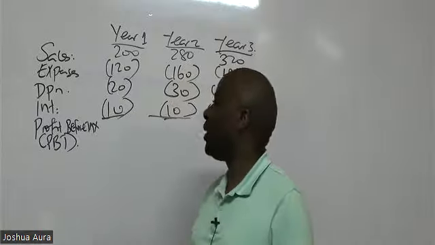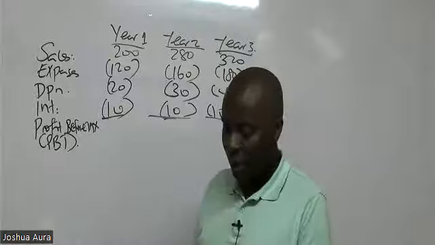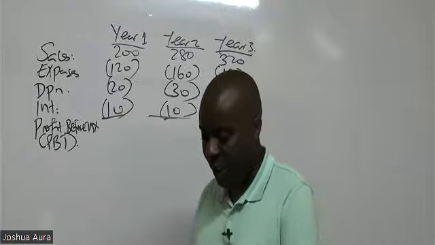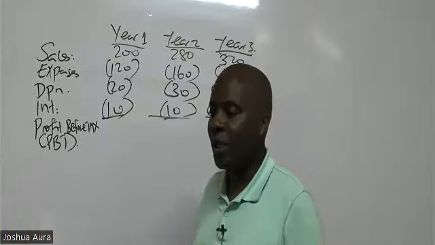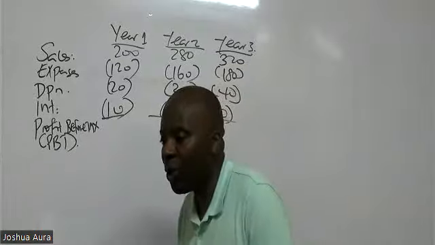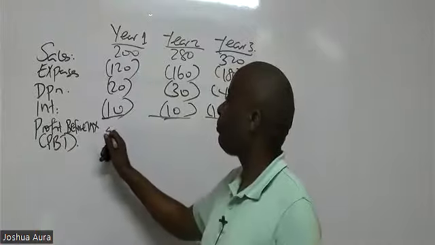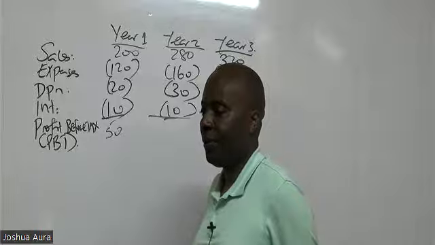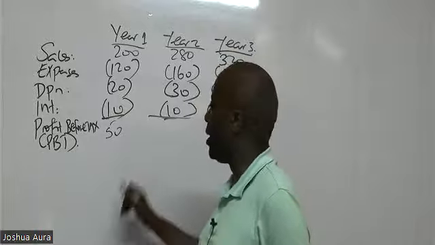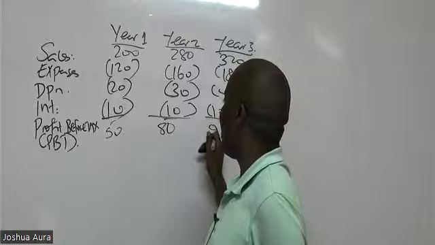So then could you kindly give me the profit before tax? Year number one is 50. Year number two is 80. Year number three is 90.